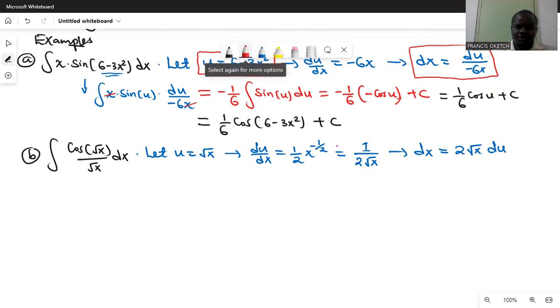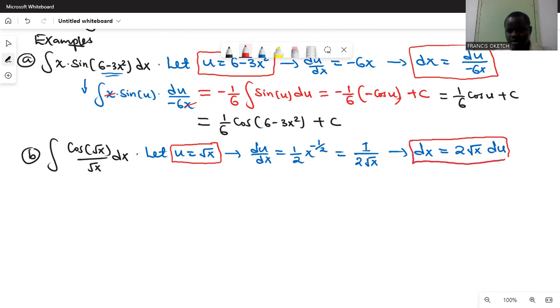Now we have these two substitutions. Where there is root x, we are going to substitute u. And where there is dx, you are going to put 2 root x times du. So let's go back to our integral. If you make those substitutions, you are going to get the integral of cos u over root x, of course this is u, times 2 root x du. This root x will cancel.